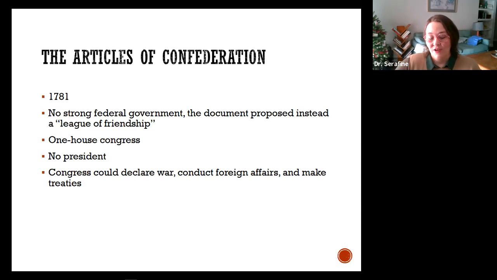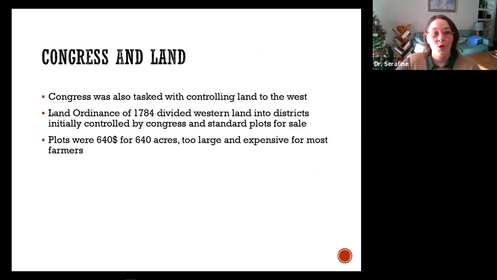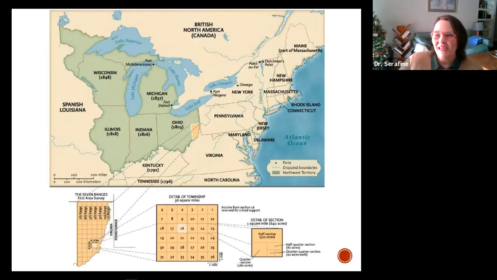One more thing Congress could do was control land to the west, what they called the Northwest. It's up here in that Ohio River Valley and the Great Lakes region, this region that colonists, remember, believed they were fighting the French over during the French and Indian War. They believed that they were fighting to control this land, to push Native Americans off this land and control it for themselves.